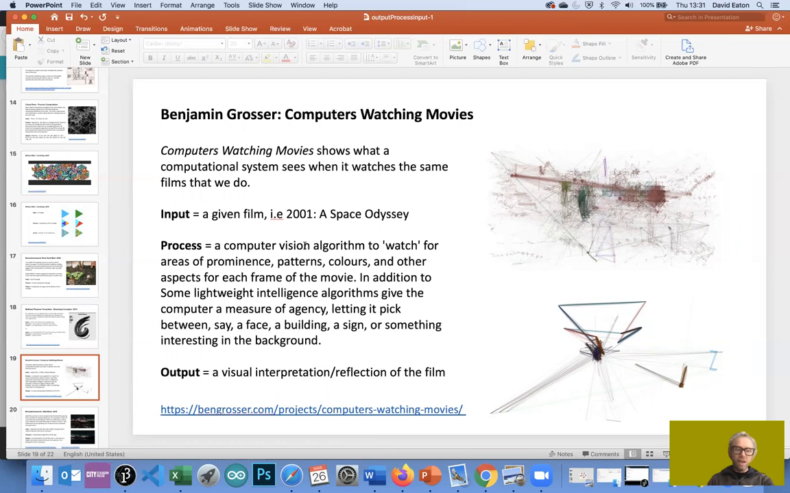So the artist has given the computer program a set of rules, and then played the film, and the computer has a certain amount of agency over which rules it applies and doesn't apply as it goes through watching the film. So you end up with a visual representation of the film, and you can watch these in action if you play the link here. Okay, and this is, I suppose, a great example of a drawing machine, which is what we're working on at the moment.